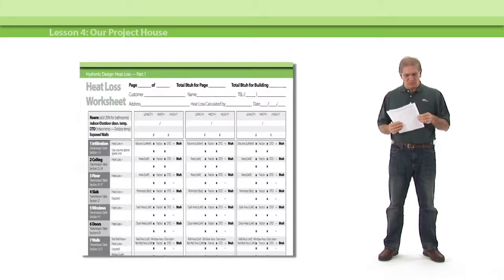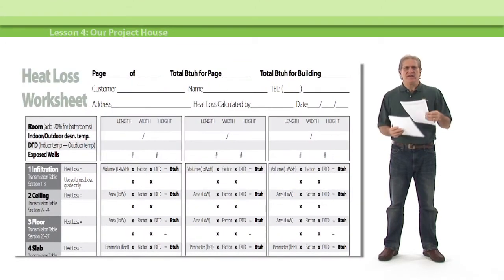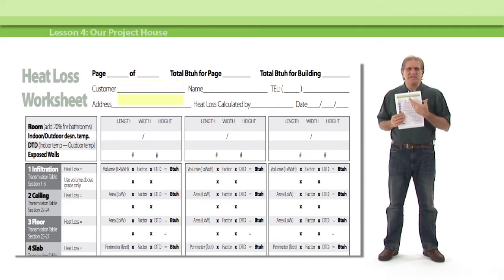Okay, now at the top of the worksheet, you're going to find a space to put basic information about the job: the customer's name, address, who did the heat loss analysis, and when. Now below that, we're going to begin our analysis room by room.